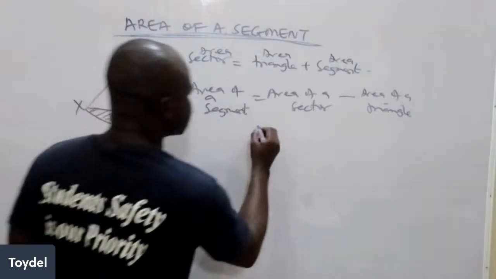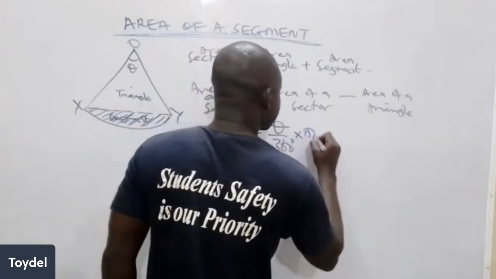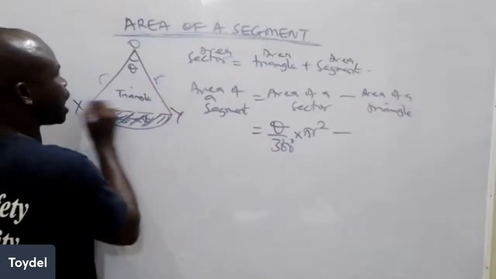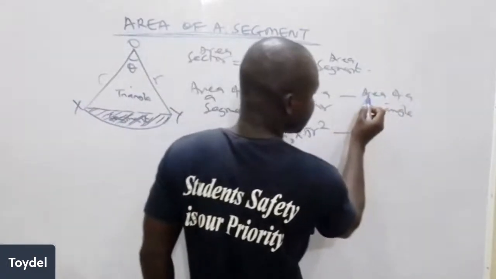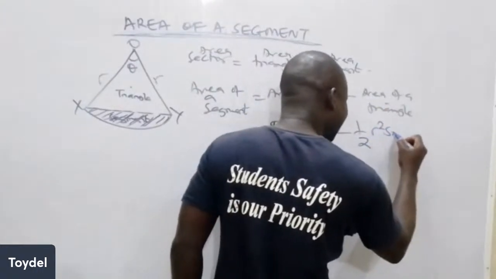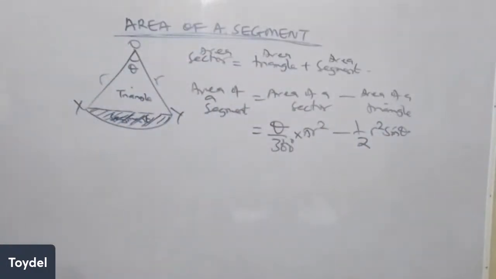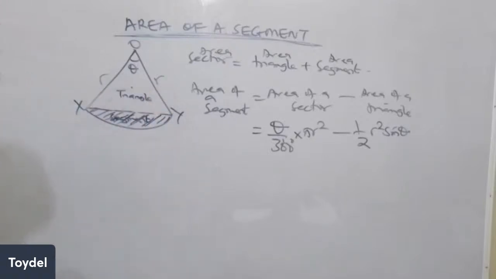And the area of a sector by formula is given as theta over 360 degrees multiplied by pi r squared. Minus, in the case of a triangle, in this triangle now, the two radii are equal. These radii are equal. The formula to find the area of a triangle is half base times side. So in this case we have half r squared sine theta, because out of the three sides of the triangle, two are equal. We are sure that two are equal. So that will be the formula to find the area of a triangle.